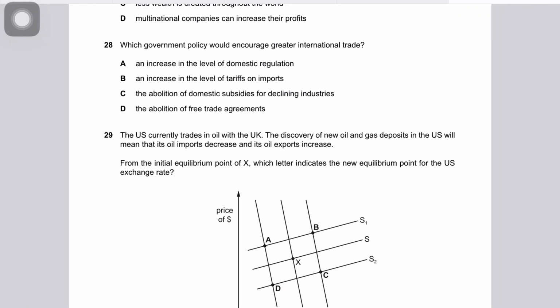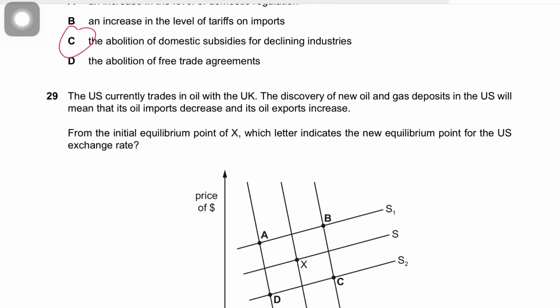Question number 29. So 28 has to be C for Charlie. Got it? Question number 29 says the US currently trades oil with the UK. The discovery of new oil and gas deposits in the US will mean that its oil imports decrease and its oil exports increase. So oil exports go up and oil imports go down.